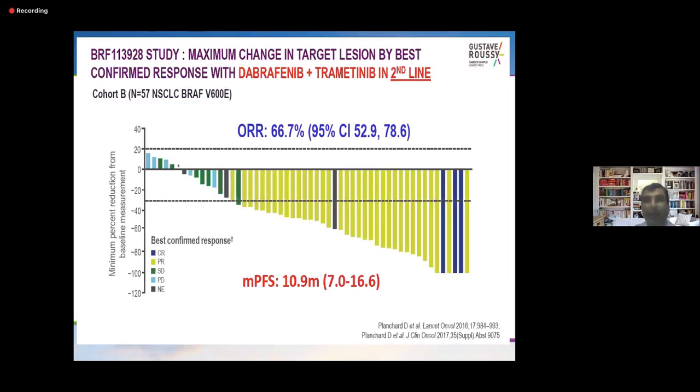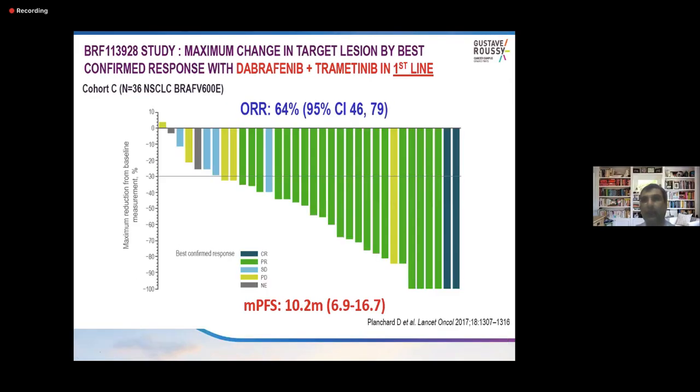But when it came to cohort B and cohort C, look at the waterfall curve over here. The overall response rate was 67%. In people who had got 2 lines of chemotherapy or beyond, 67% response was fantastic, with a median PFS of 10.9 months. Even in the first line, the overall response rate was 65%, with a median progression-free survival of 6.2 months.